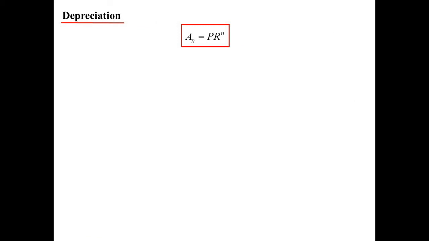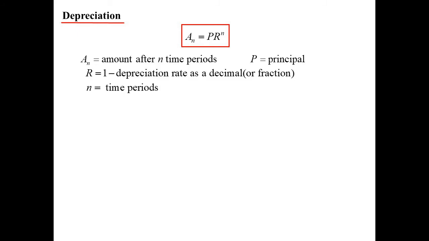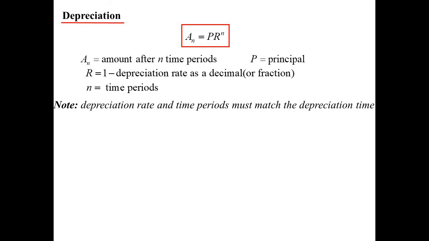What about this idea of depreciation? Depreciation and compound interest are basically the same thing. Hence, it's the same formula, PR to the power of N. Amount N, yes, P is still the principal, but here's the difference, the interest rate. Because with depreciation the value is going down, we go 1 minus the depreciation rate, again as a decimal or a fraction. And the time periods, just like compound interest, because as I just said, it's the same thing, you have to match the depreciation time.